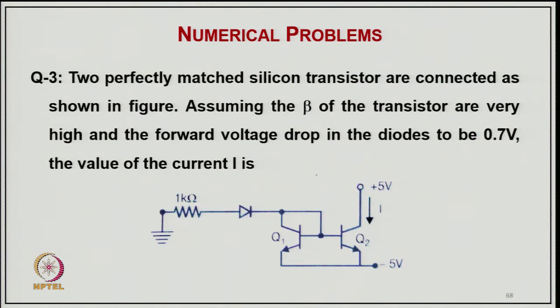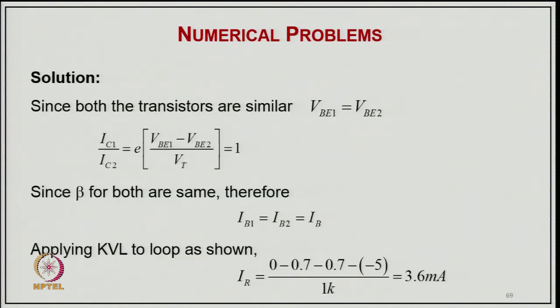So, now coming to example 3, two perfectly matched silicon transistors are connected as shown in the figure, assuming the beta of the transistors is very high and the forward bias voltage drop of the diode is 0.7, the value of current I in this case is to be found. So, you have a 1 kilo ohm with the diode, and 5 volt and minus 5 volt bias on the other side. Since both transistors are similar, VB1 equal to VB2. So, IC1 will be IC2 e to the power VB1 minus VB2 divided by VT, that is equal to 1. So, beta for both is the same.